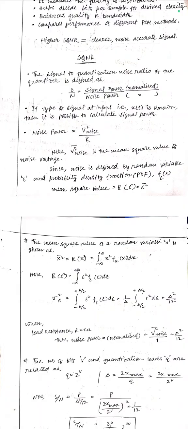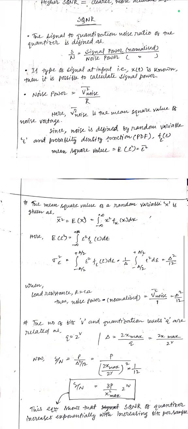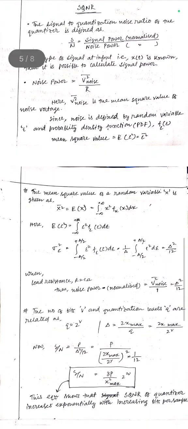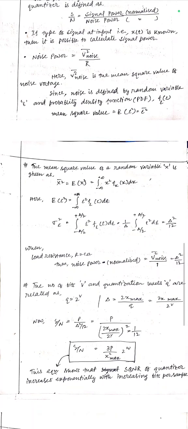The mean square value of a random variable x is given as x squared equal to an integration part, which we can see. At first we did the integration and put in the value of the mean square value and f of epsilon, d epsilon, and with the error in the limiting part we put plus delta by 2 and minus delta by 2 for the error calculation, and we get that the total noise power will be delta square by 12.